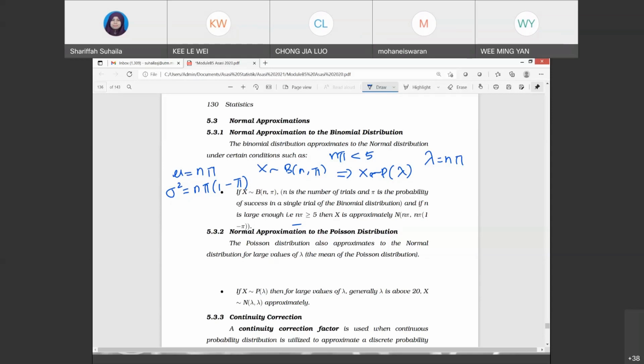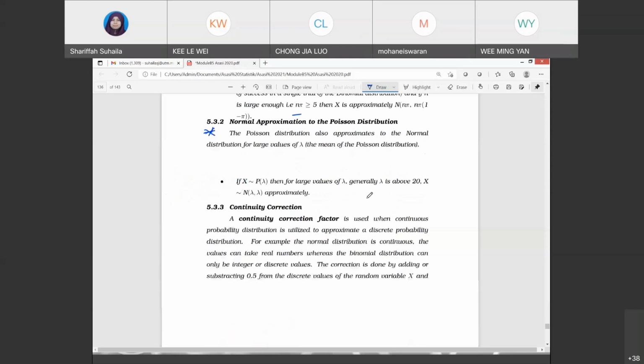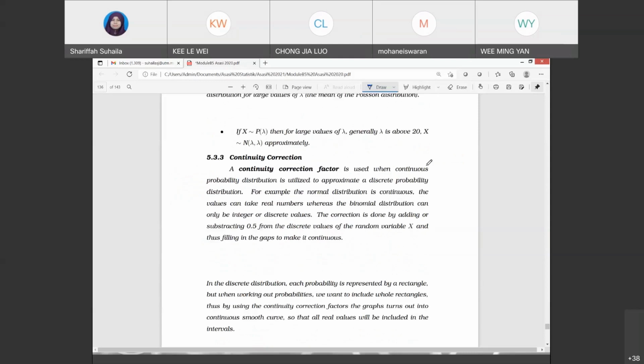But for Poisson, I will explain it later. We just proceed with binomial first. For normal approximation to binomial, that means you want to change from a discrete distribution, discrete binomial, to a continuous distribution, which is the normal distribution. So in that case, you will need a continuity correction factor, or in Malay we use this one as pembetulan keselanjaran.